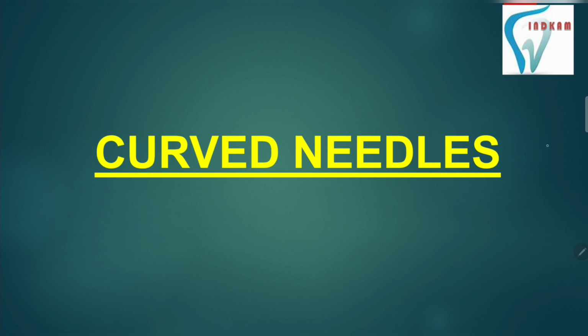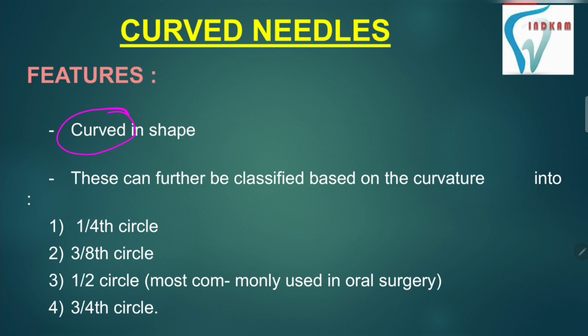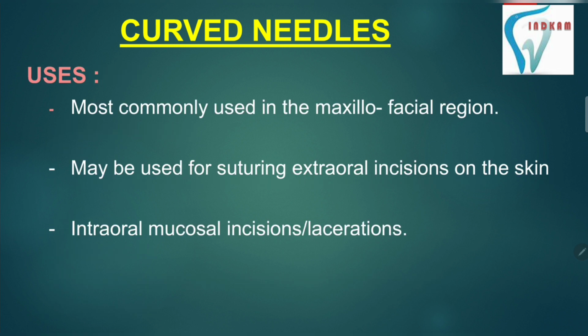Curved needles. Curved needles are curved in shape. These can further be classified based on the curvature into 1/4 circle, 3/8 circle, half circle or 3/4 circle. Most commonly we use half circle needle. Uses: it is most commonly used in maxillofacial region and may be used for suturing extraoral incisions on the skin, and intraoral mucosal incisions or lacerations can also be stitched using these needles.